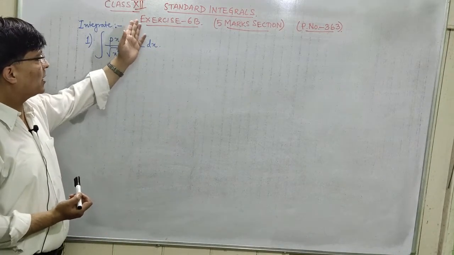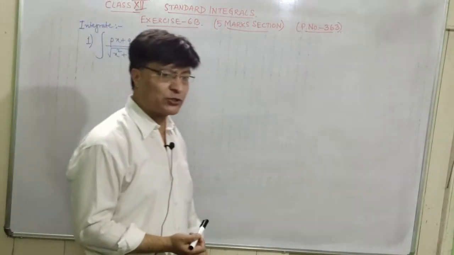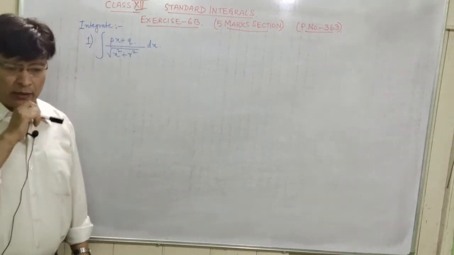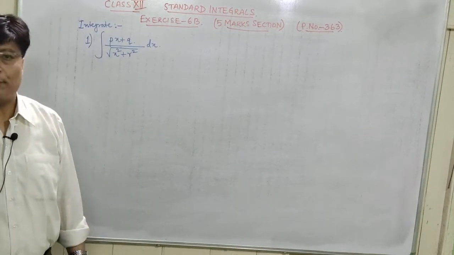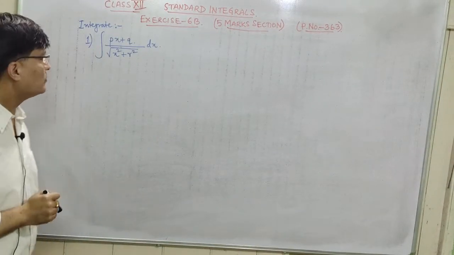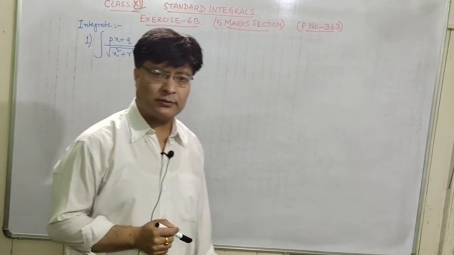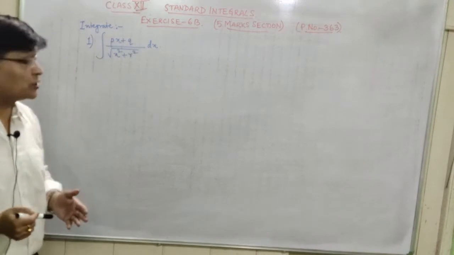So this is from exercise 6b, but this is from the new section, that is 5 mark section, page number 363 from the book Higher Mathematics for Class 12 by Sailendra. In the last online class we finished the 4 mark section. Okay, so now we are doing this 5 mark section type question.